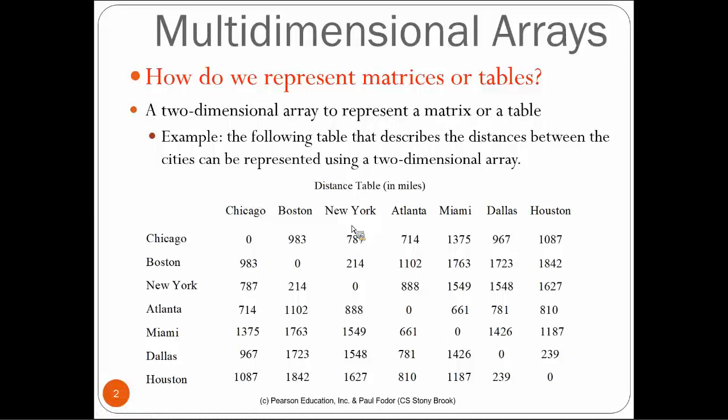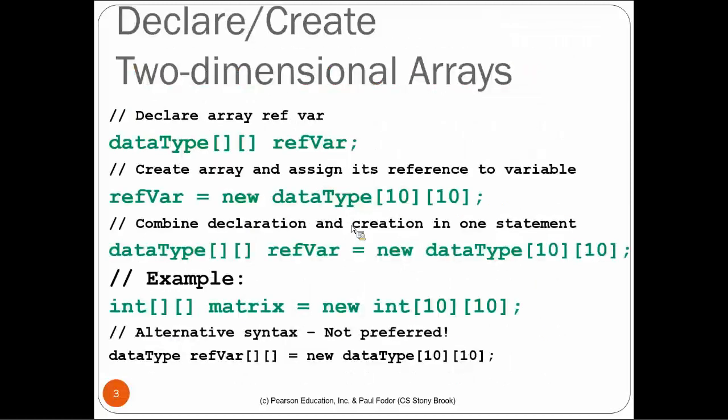For that, we really need to store them in a matrix, because we have a two dimension for every city. With any other city, there is a distance that needs to be stored in the table. And for that, we can basically store it in a multidimensional array or a matrix. But the truth is that we can actually have not only matrices, but we can have cubes or any n-dimensional array. So first we need to learn how to create a two-dimensional array.